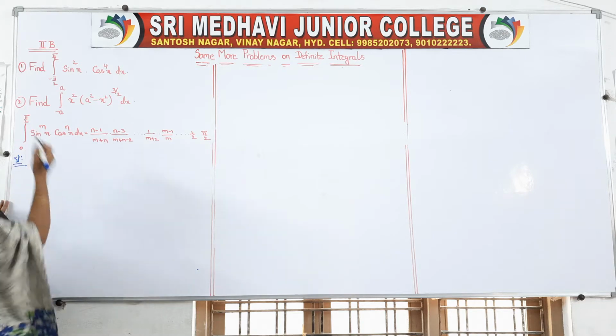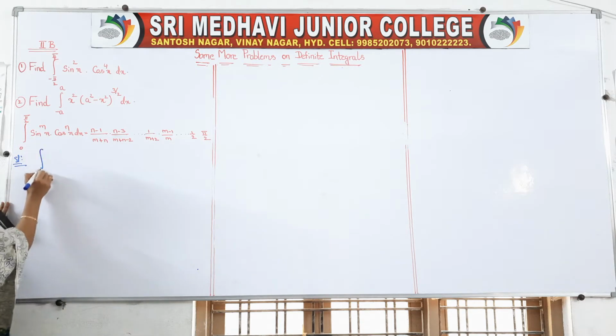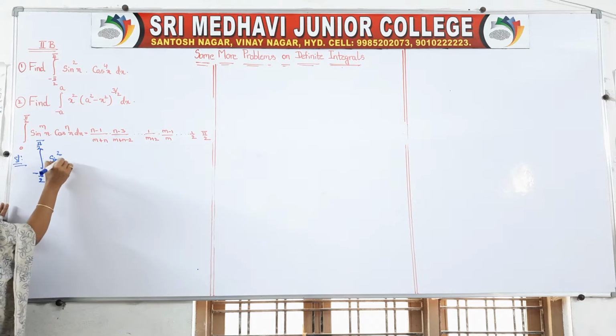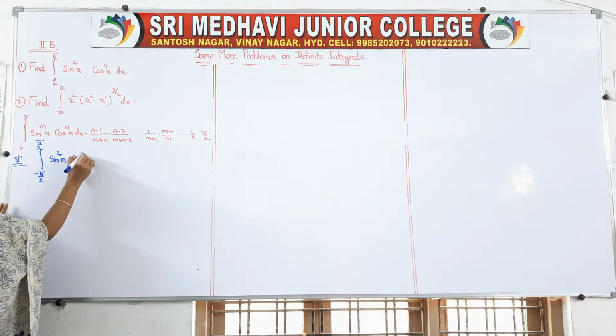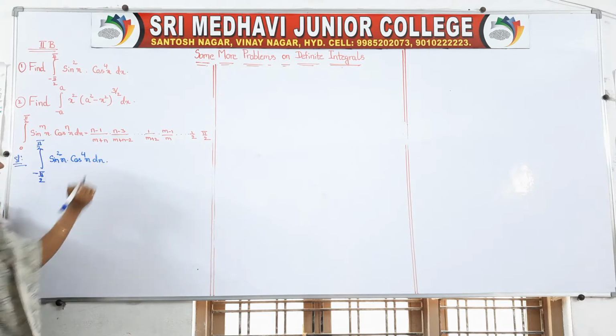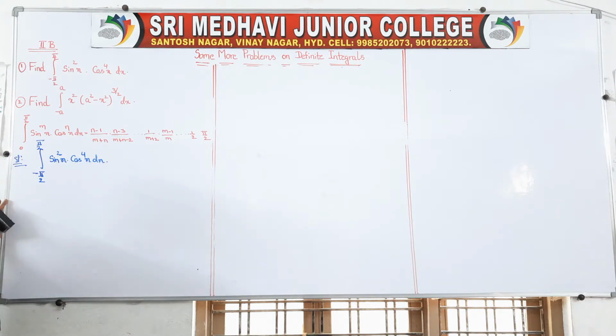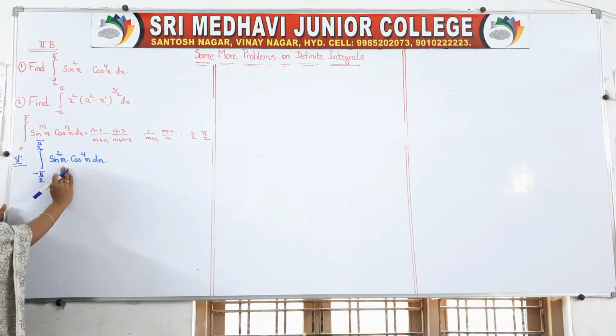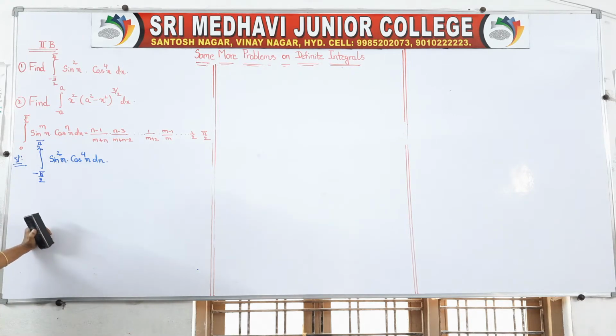What is the given question? It is the integral from minus pi by 2 to pi by 2 of sin square x into cos to the power of 4 x dx. Observe, f of x is an even function: the power is 2, the power is 4. Sin of minus x is sin x, and cos of minus x is cos x; with even powers, if it is negative then also we will get positive only.